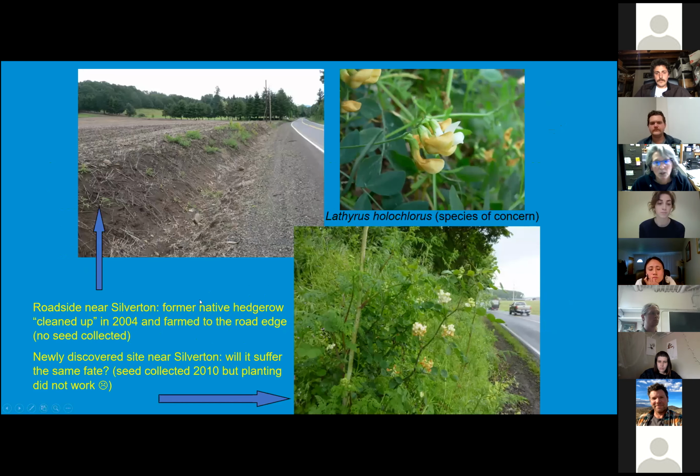So here's just my conclusion here. This is again my soapbox. This is the genetics we're losing right now. This was a beautiful hedgerow with a rare species of concern on it and lots of different prairie endemics, and the landowner decided to farm to the edge of the road. So those genetics are gone, period, just lost. This was a newly discovered site of Lathyrus holochloris, but it's the whim of the landowners, the whim of ODOT.